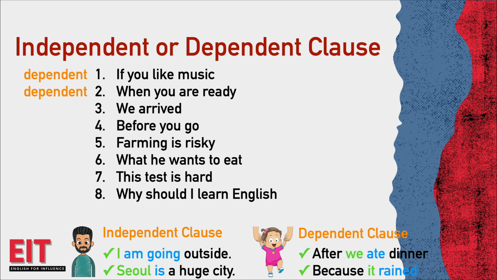Number 3, we arrived. Okay, that makes sense. Yeah, you arrived. Now, you might say, you didn't say where. Well, it's not necessary. Maybe the person you're talking to already knows where you arrived, so you don't need to state where it is. But you have a subject and a verb, and it makes sense. So, makes complete sense. Therefore, number 3 is independent.